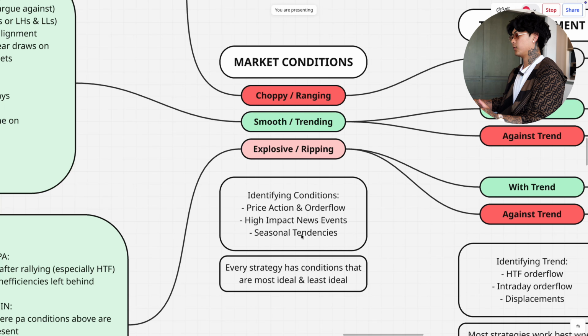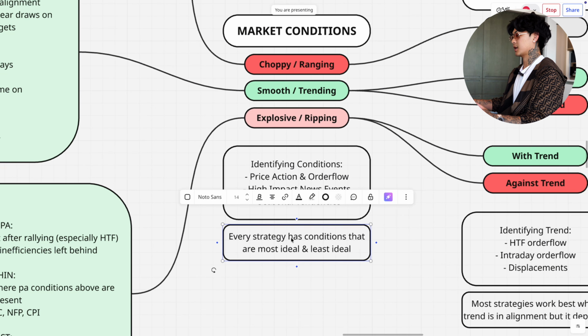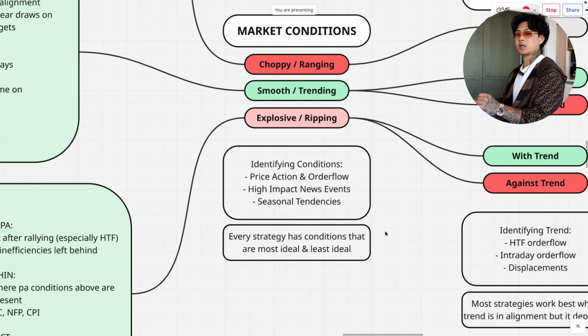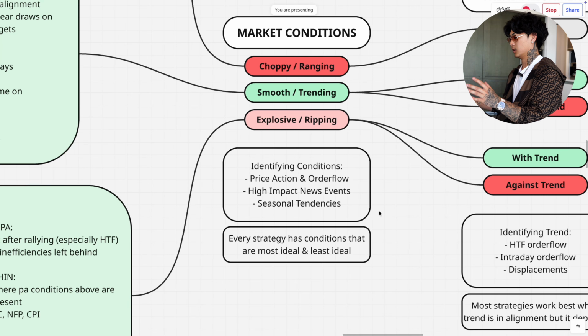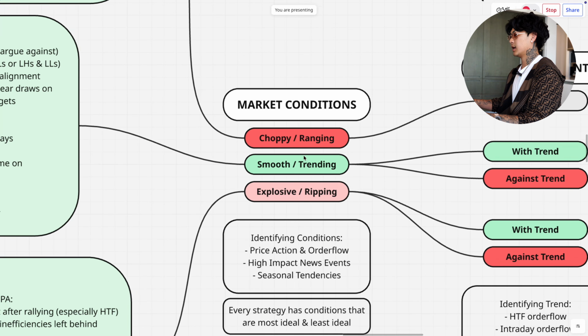Now, as I stated before, every strategy has conditions that are most ideal and least ideal for that specific strategy, and understanding which conditions your strategy performs well versus not is a key component of being profitable for the long term. So without further ado, choppy and ranging markets.